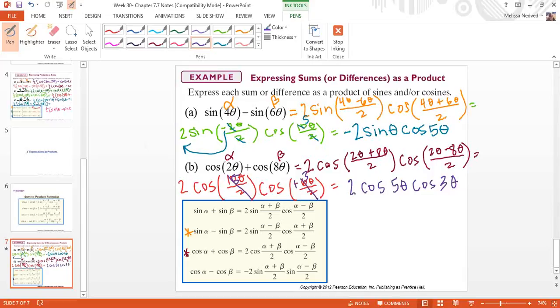So again, we didn't do a whole lot with working with these in terms of using them in an identity. That's something that's a little bit higher level. At this stage, I just want you to be able to practice converting from one and the other. Differences to products, or sums to products, and then products to sums or differences. If you have any questions, please let me know.